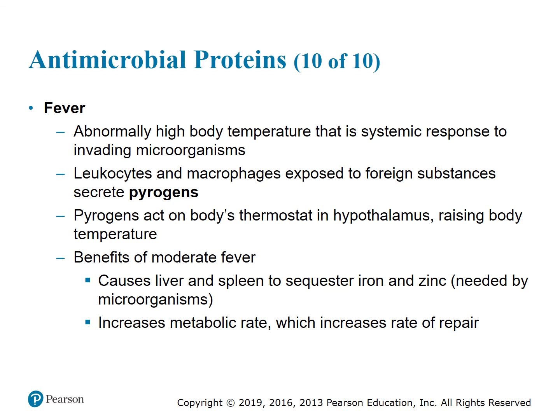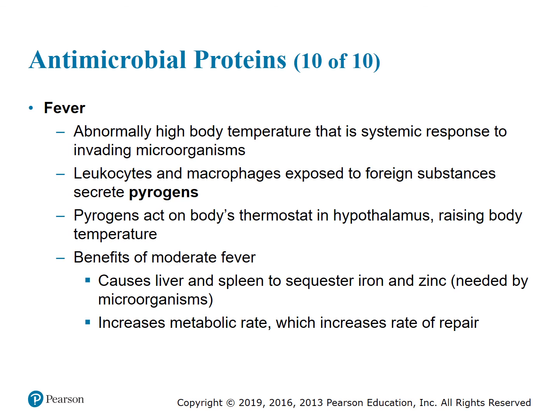Fever is an abnormally high body temperature that is systemic. It is a systemic response to invading microorganisms. Leukocytes and macrophages exposed to foreign substances secrete pyrogens. Pyrogens act on the body's thermostat, located in the hypothalamus of the brain, raising the body temperature.